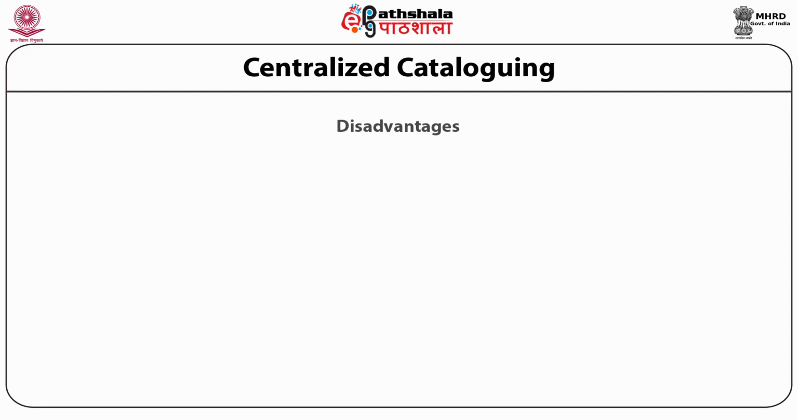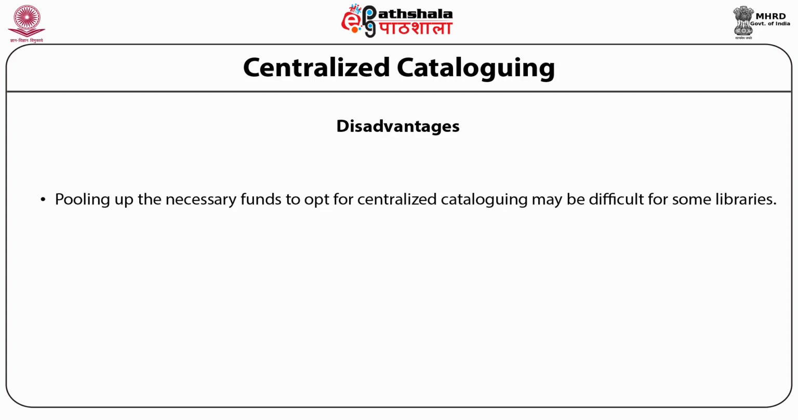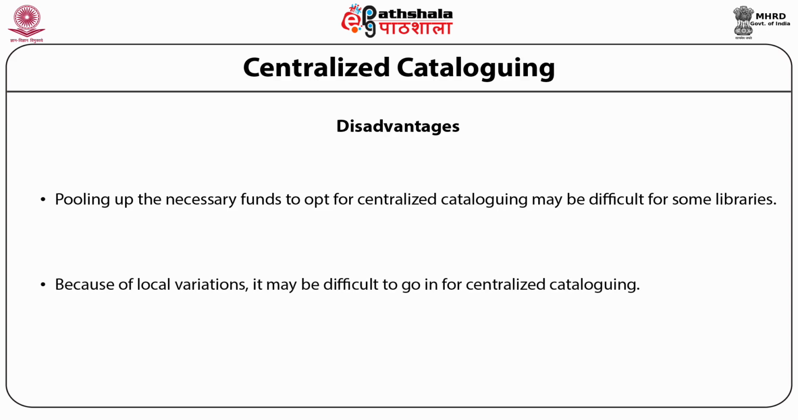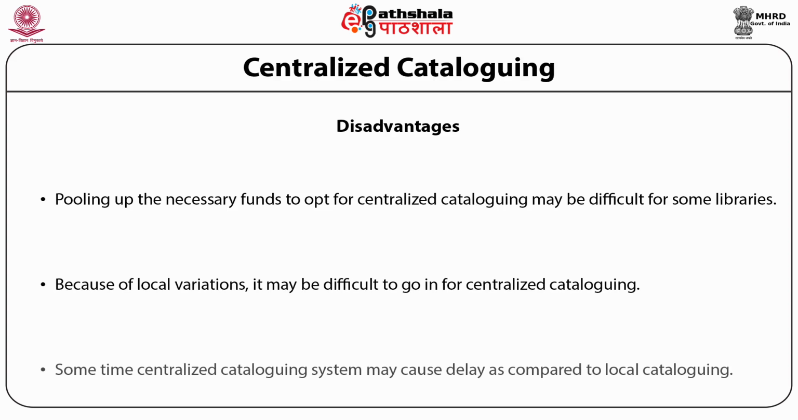There are some disadvantages of centralized cataloging. Of course, their number is very few. First, pooling up of the necessary funds to opt for centralized cataloging may be difficult for some libraries. Second, because of local variation, it may be difficult to go for centralized cataloging. Third, sometimes centralized cataloging system may cause delay as compared to local cataloging.